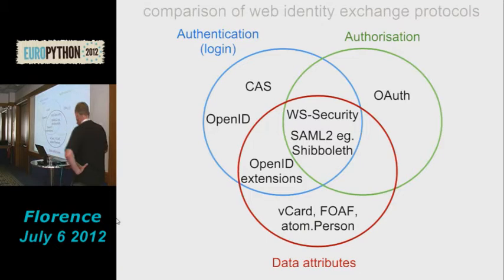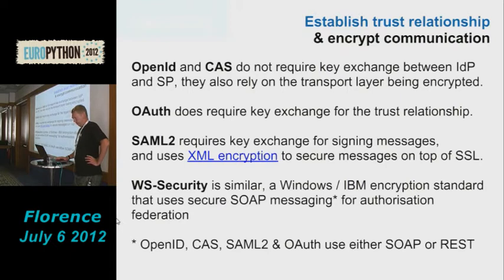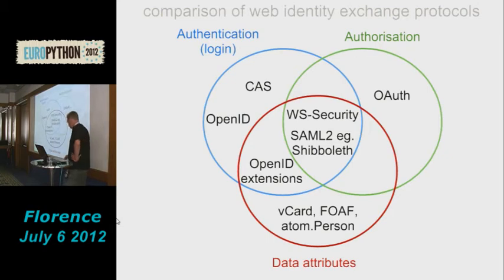And it's only SAML 2 and WS-Security that cover all three of these: the login, the authorization, and what data you're getting. The reason that there can be issues with the first two, OpenID and CAS, is that you need to establish a trust relationship, and you then need to encrypt the transport of the messages where you're logging in, and then you can actually log in. So these two in the middle, they do that. Potentially they can do that with three keys.